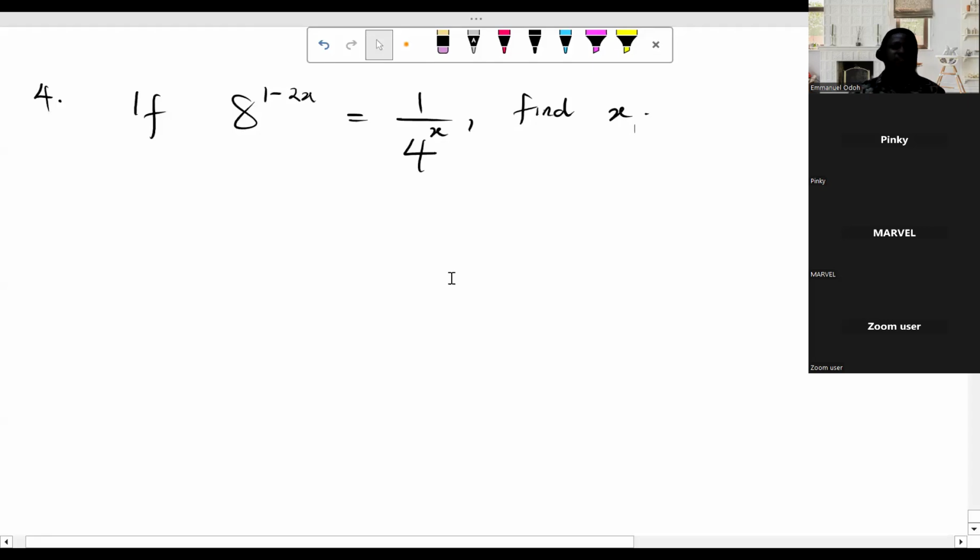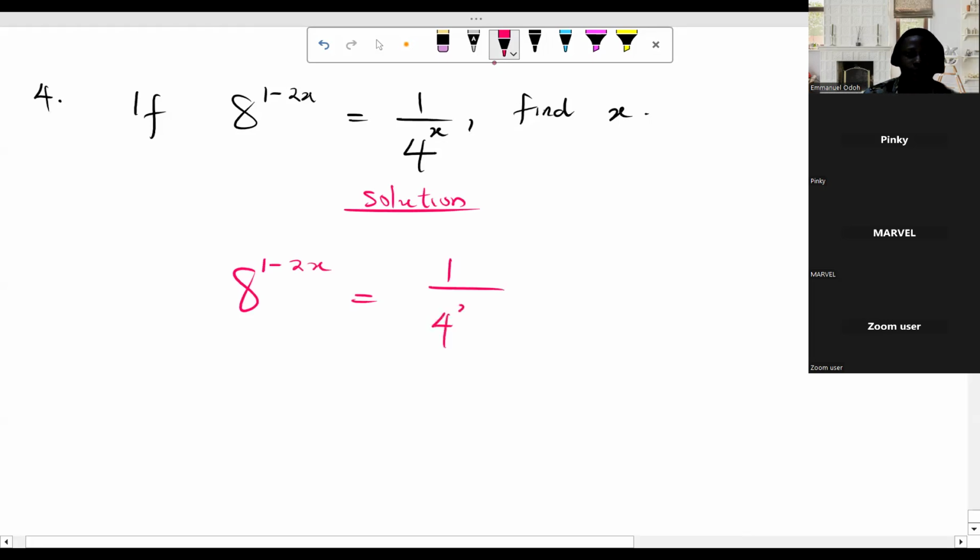Okay, so this is another question. If 8 to the power of 1 minus 2x equals 1 over 4 to the power of x, let's find the value of x. So as we solved in our previous class, we express each of these numbers to the same base. So 8 to the power 1 minus 2x equals 1 over 4 to the power of x.